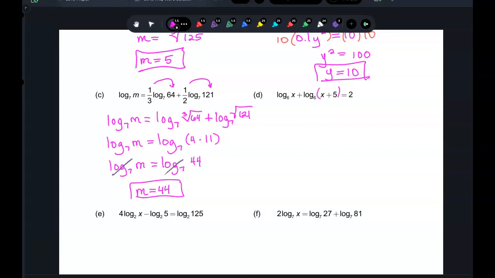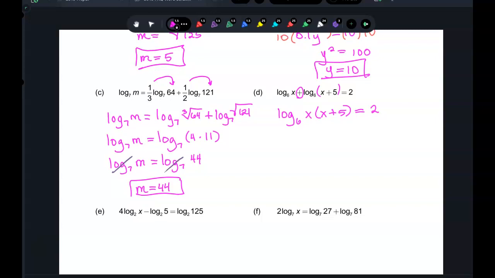All right, next one, we're going to change this plus to multiplication. There's no exponents to take care of. So x times x plus 5 equals 2. Now this one's a little bit different because notice we don't have a log on the right side. So if we only have one logarithm, we're going to rewrite this in exponential form. So remember, the little base becomes a big base. 2 is the exponent, equals x times x plus 5. So I'm going to write that as x squared plus 5x. So we get 36 on the left side.